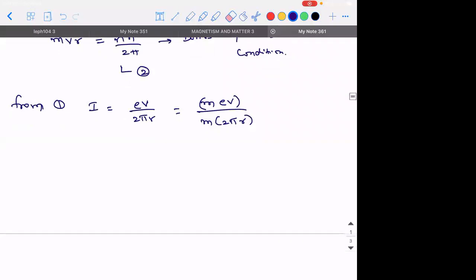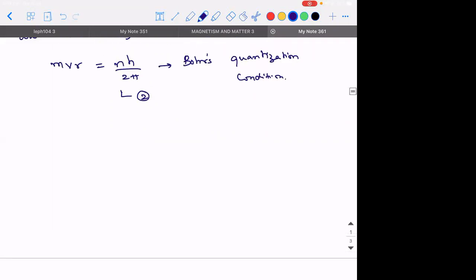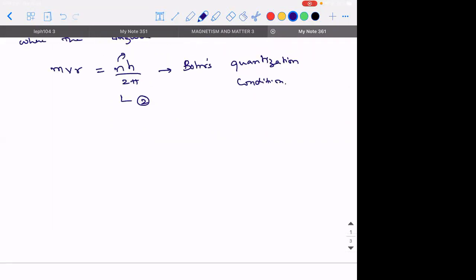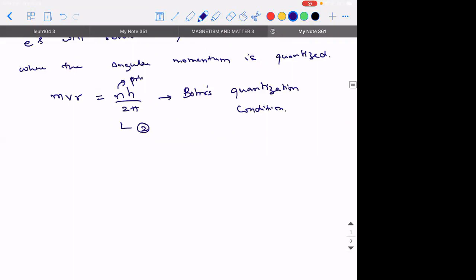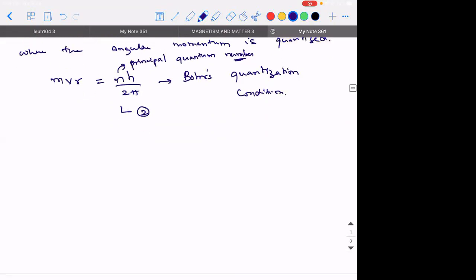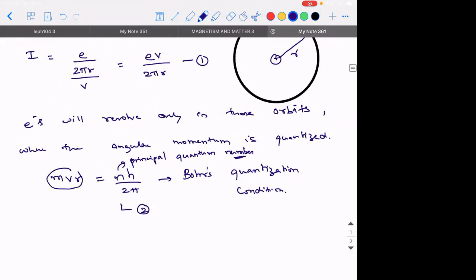Sir, in equation 2, what does n mean? m is the mass of the particle. No, sir, n. n is the principal quantum number. That is the orbit number, to put it in simple terms. Right? Okay. So we have found angular momentum.